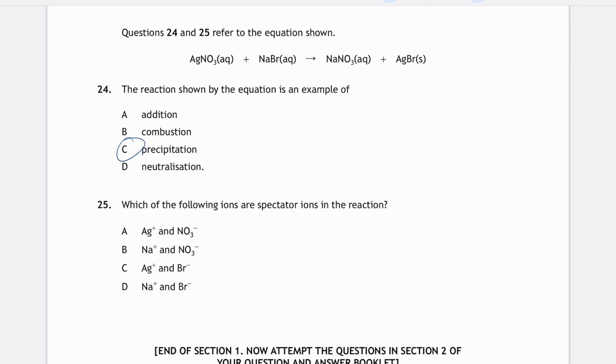So these are the ones that stay aqueous at the end of the reaction. So the best thing to do is look to see what's aqueous at the end first, and then just double check it was in an aqueous substance at the start. So we've got sodium and the nitrate. The sodium was in an aqueous substance at the start, and so was the nitrate. So the sodium and the nitrate will be your spectator ions. They just watched, they didn't take part.